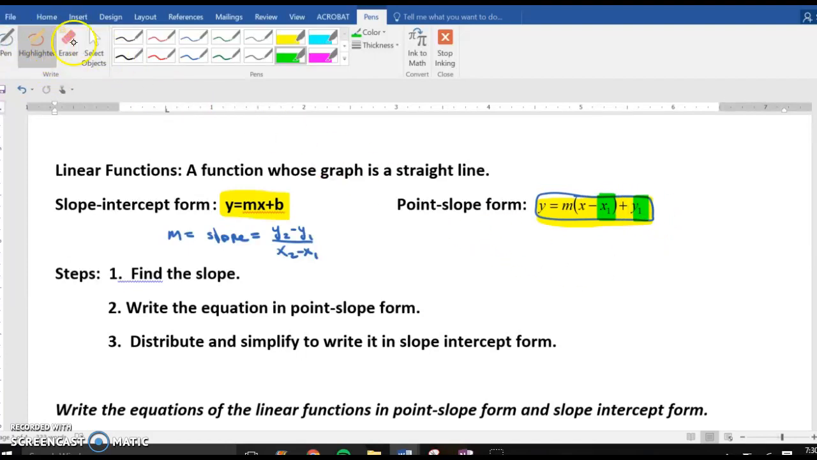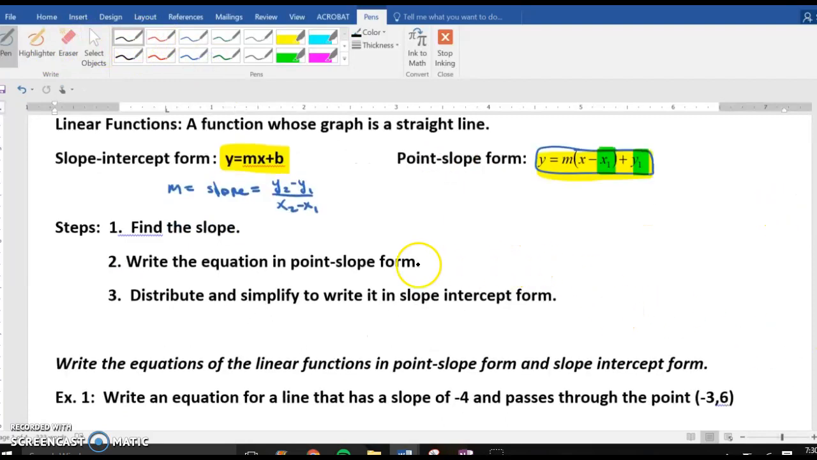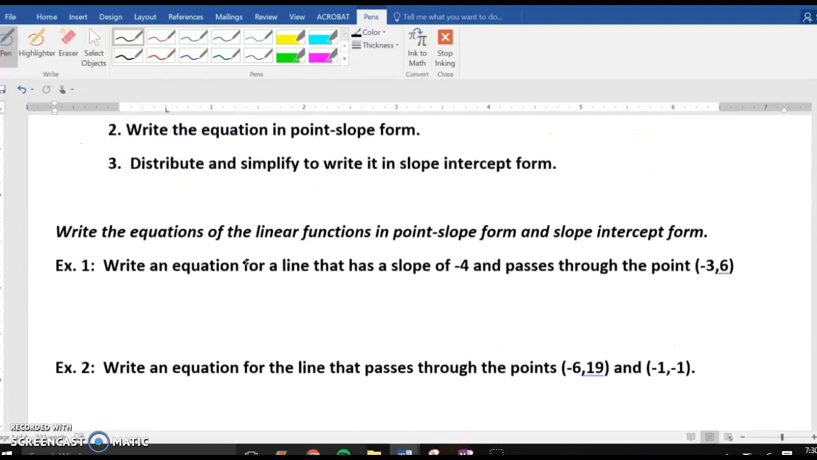So how do we write equations of lines? One, we find the slope. Two, we write the equation in point slope form. It's easiest to start with that one. And three, distribute and simplify to write it in slope intercept form. Let's take a look at a couple of examples here.